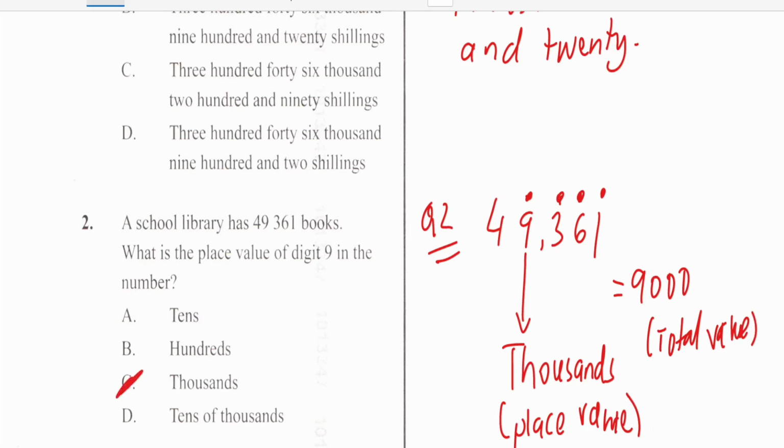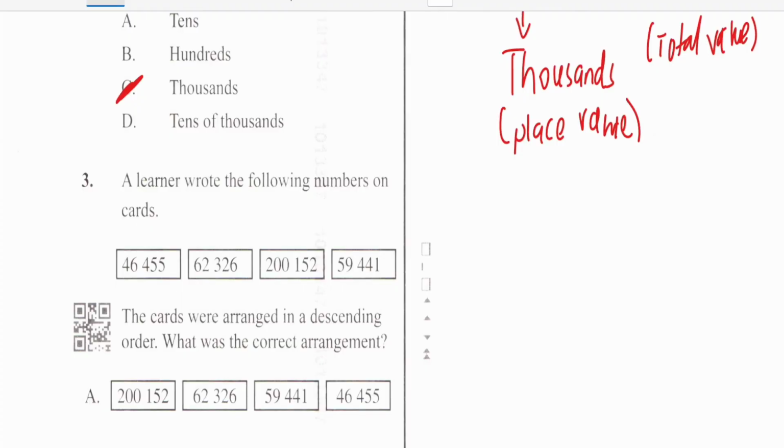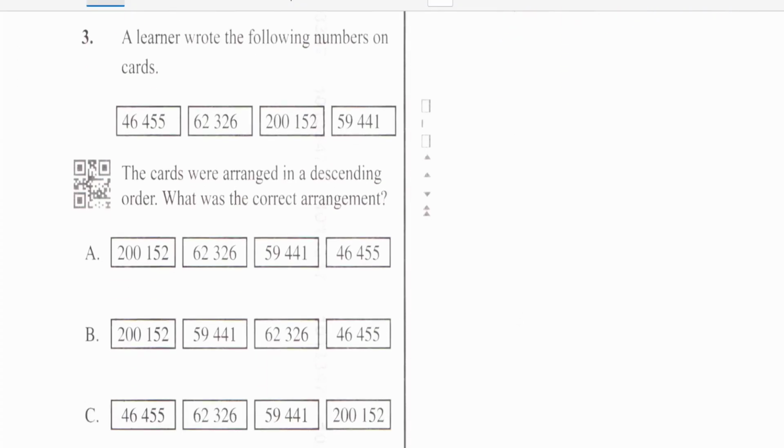So question 3. Alana, a very hardworking Alana. So Alana wrote the following numbers on cards, which is 46,455, 62,326, 200,152, and 59,441. The cards were arranged in a descending order. What was the correct arrangement?